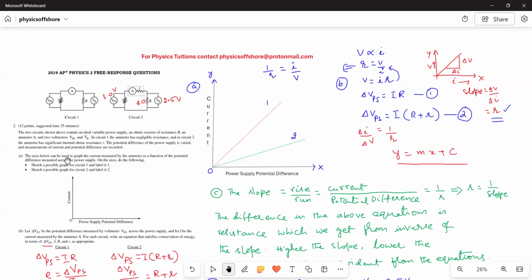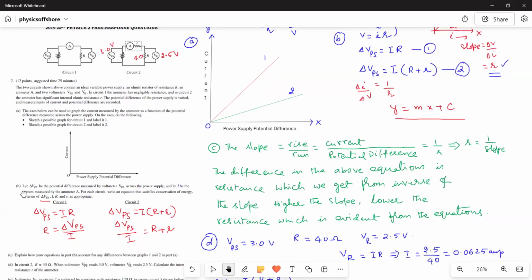The axis below can be used to graph the current measured by the ammeter as a function of the potential difference measured across the power supply. On the axis, do the following. Part A: Sketch a possible graph for circuit 1 and label it 1. Sketch a possible graph for circuit 2 and label it 2.